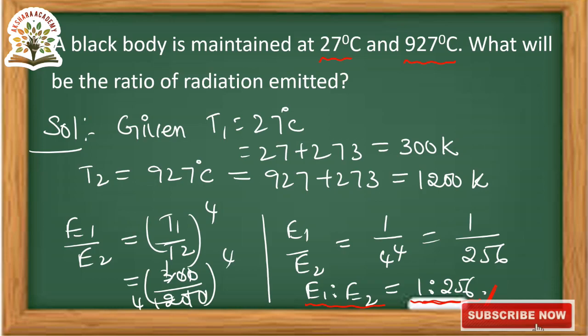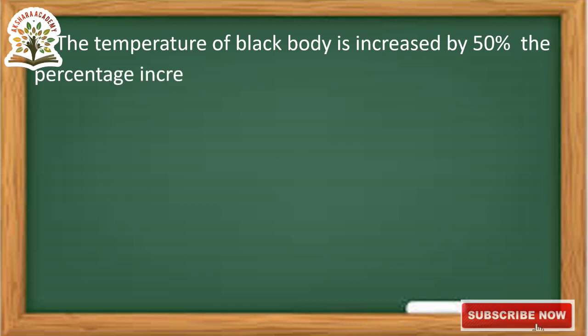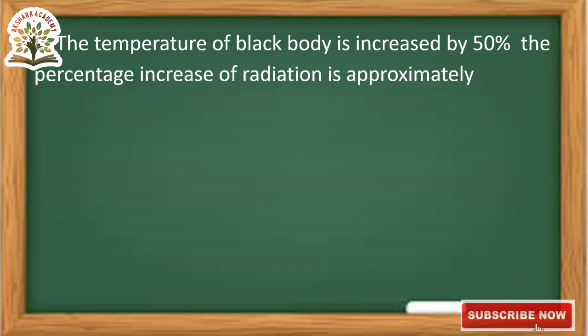Next we will go to the next question. The temperature of a black body is increased by 50%. The percentage increase of radiation is approximately. So in this question they gave that the temperature of the black body is increased by 50%. Now we'll find the percentage increase of radiation. Let us come to the solution. Here you have to calculate the percentage increase in E.